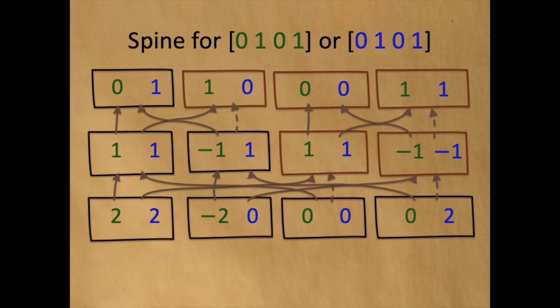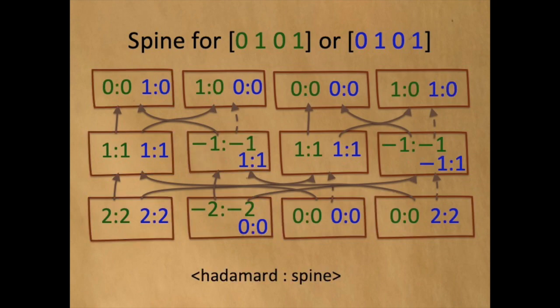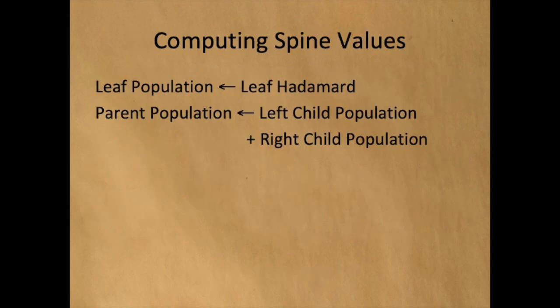Spine. This is the Hadamard butterfly for the 2 vectors 0, 1, 0, 1 and 1, 0, 0, 1. The nodes marked in black are the spine tree for this butterfly. Putting both the Hadamard and the spine together for each value in the butterfly looks like this. The population of each leaf node is equal to the Hadamard value of each leaf node. The population of each parent node is equal to the sum of the population of the left child node and the population of the right child node.